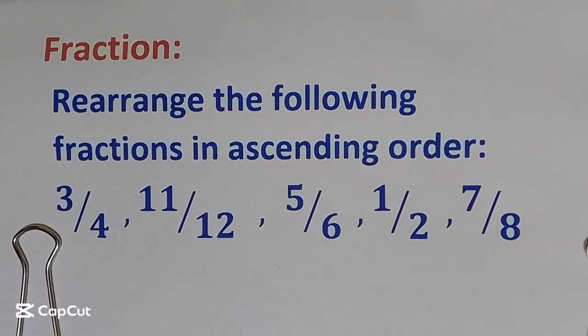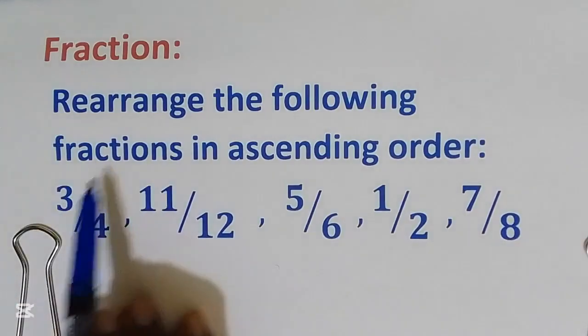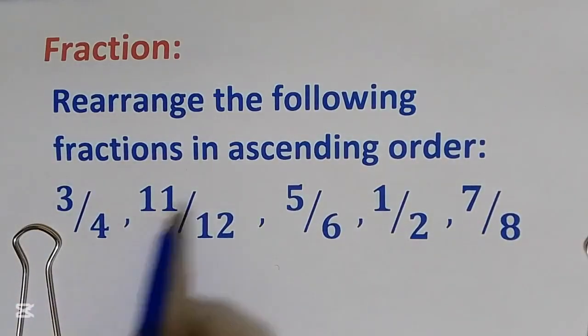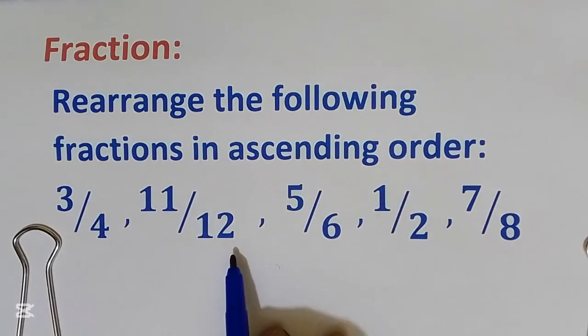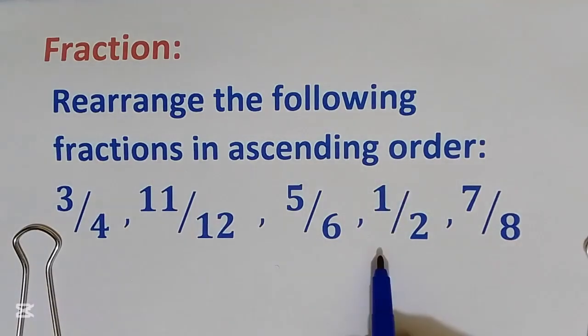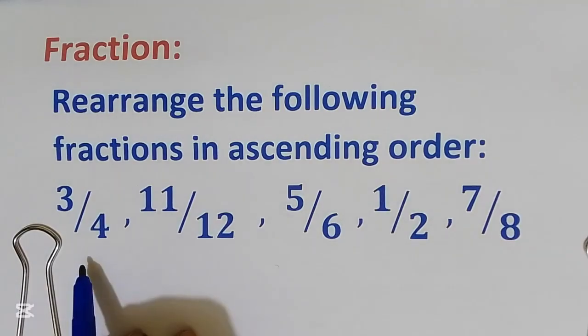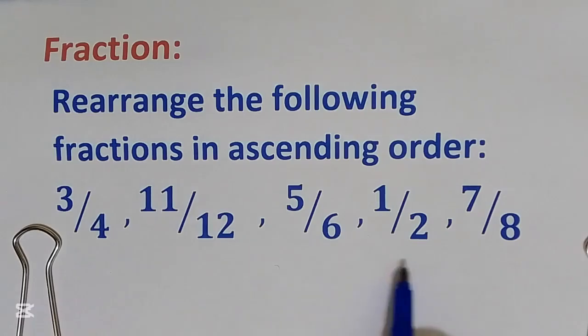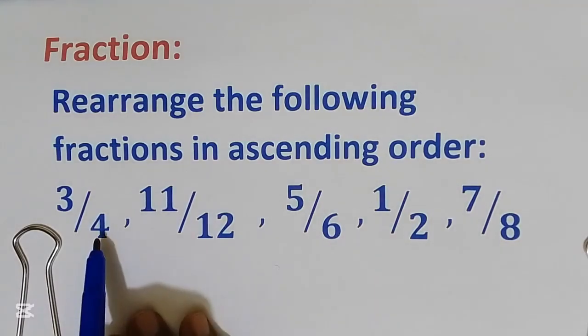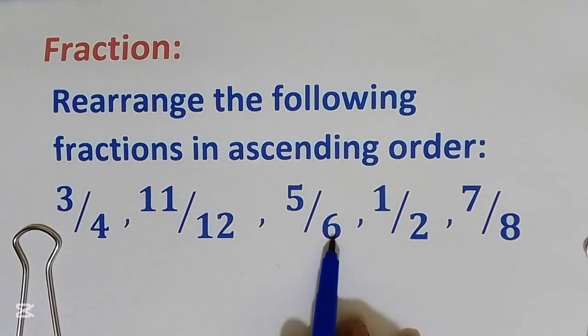We have a fraction question and we are required to arrange the following fractions into ascending order. This means that we are going to arrange these fractions from small fraction to big fraction. It is difficult to know which is the biggest fraction and which ones are small fractions. So first we are going to find the LCM of the denominators of these fractions.